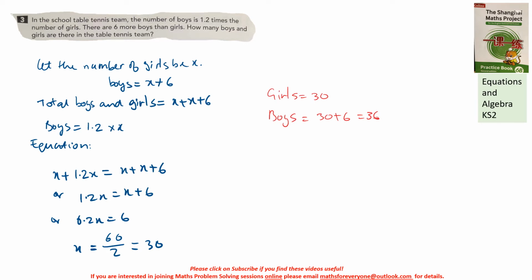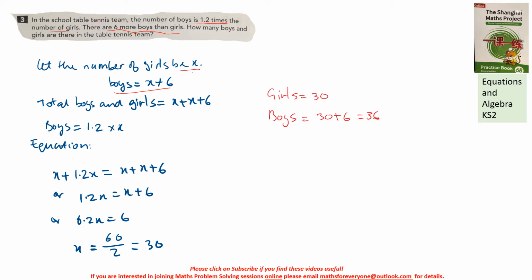So here's what we have: the number of girls is x. They're saying there are 6 more boys than girls, so boys is x plus 6. The number of boys is also 1.2 times the number of girls, so the number of boys is 1.2x.